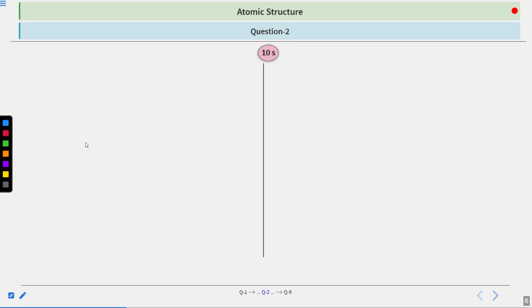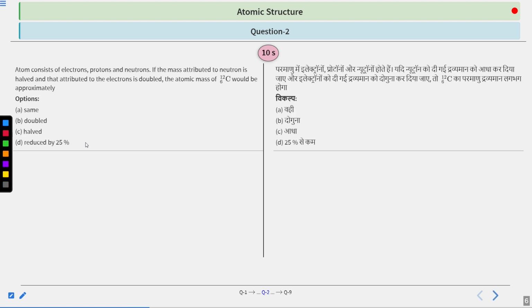Next, question number 2. It is said that atoms consist of electrons, protons, and neutrons. If the mass attributed to the neutron is halved and that attributed to the electron is doubled, the atomic mass of 12C6 would be approximately: options are A, same; B, doubled; C, halved; D, reduced by 25%. So you have 10 seconds to solve this question. Your time starts now.